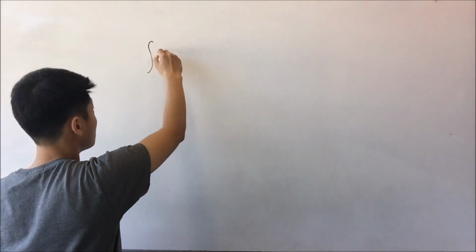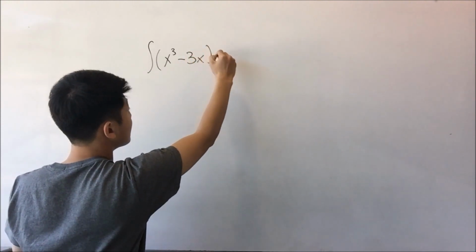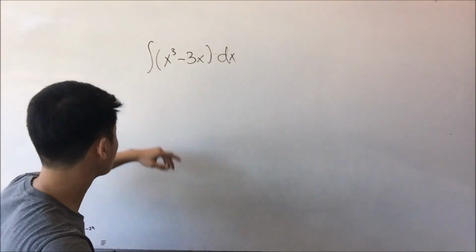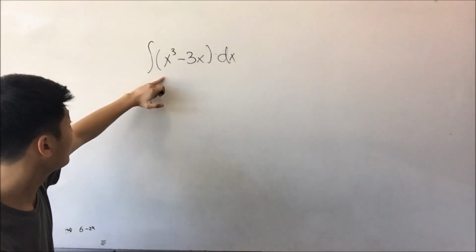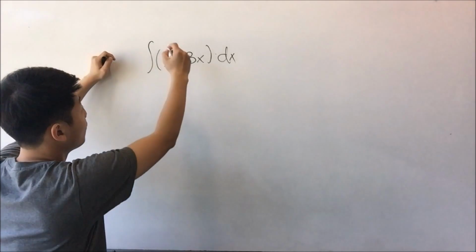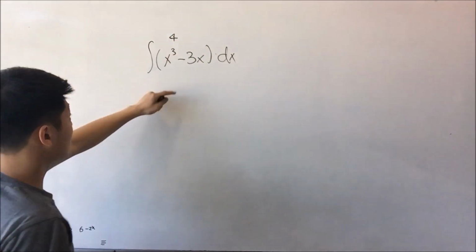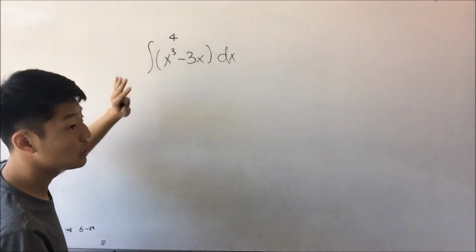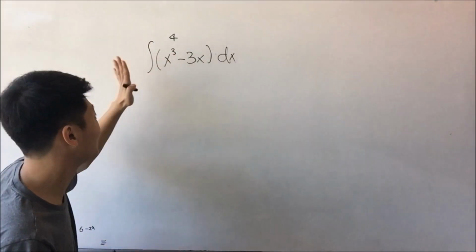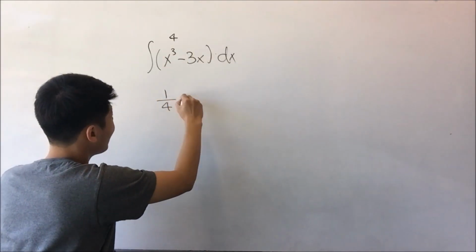The integral of x to the third minus 3x dx. This is one simple calculation. You just have to do an integral. If I do the integral, you add 1 to the exponent, so it will become 4. After adding 1, the reciprocal of the number becomes the coefficient. Because I added to get 4, it'll be 1/4 x to the 4th.